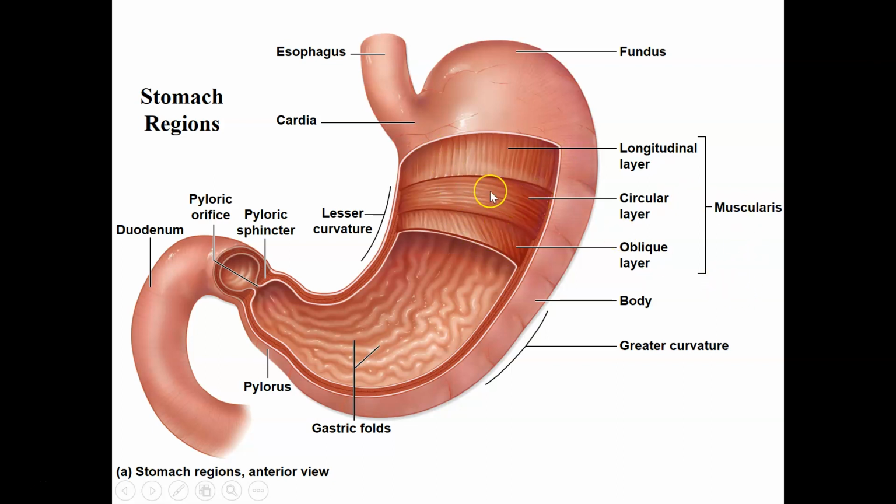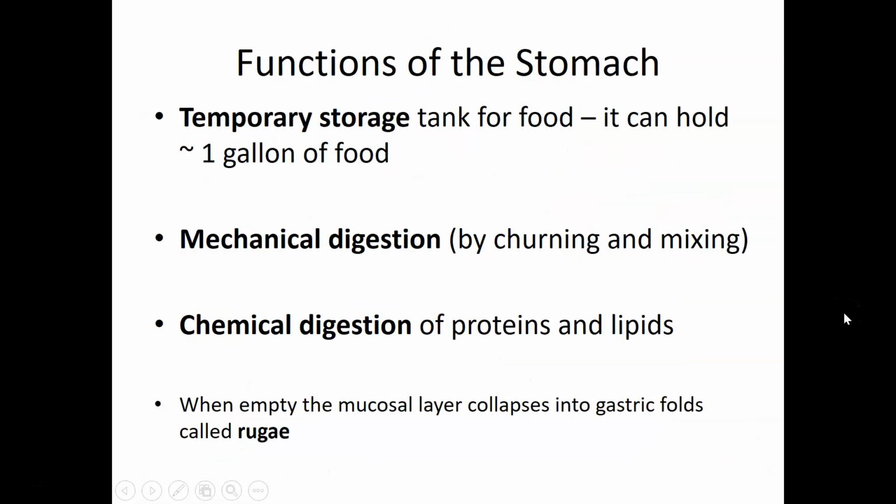So because of these different layers with fibers running at different orientations, the stomach is able to contract in various ways. It's going to be able to mash the food that it contains within it. It even is able to jackknife at the lesser curvature. So that is pummeling the food inside, and that's the mechanical digestion that's happening in the stomach.